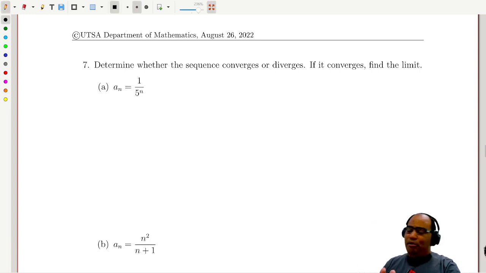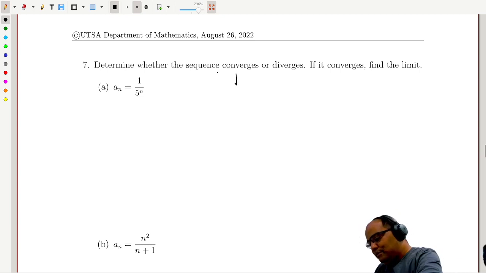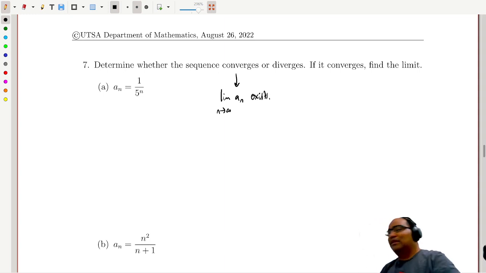So, simply put, if a sequence converges, that means that the limit exists. That's all it is. The limit exists. That's all converges means. To say that a sequence is convergent means that a limit exists.